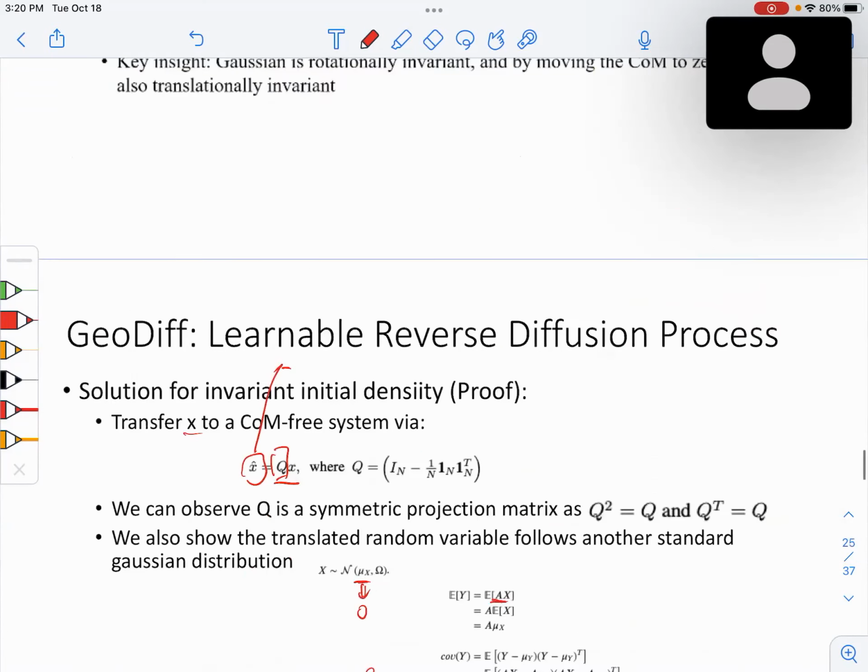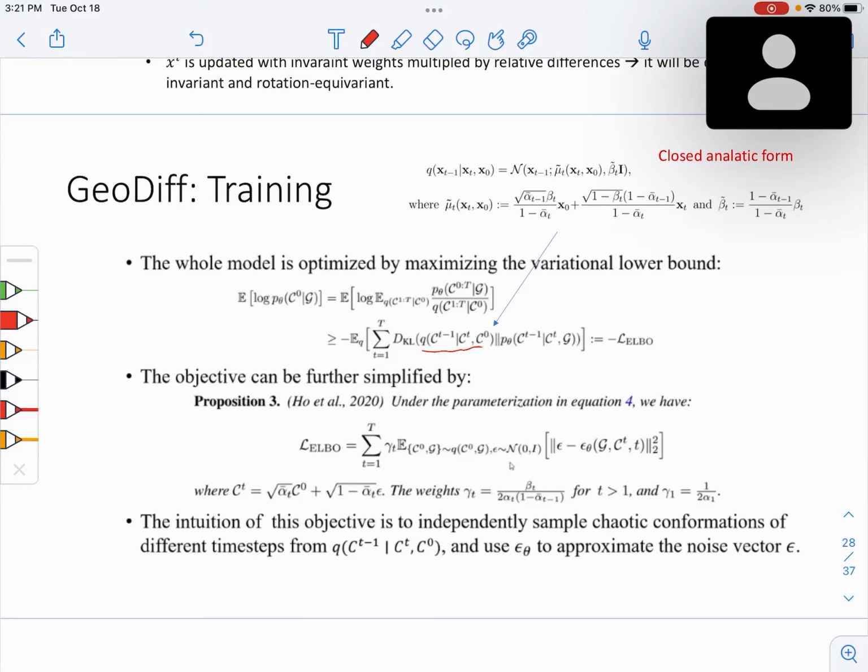And finally, towards the training, it still follows the standard diffusion model by optimizing the variational lower bound, where each of these q(C_{t-1} | C_t) is conditioned on C_t, because this is the fixed forward process, so it has an analytic form, which was also shown in Zhinal's lecture. So basically, it follows this closed analytic form. Essentially, each of these KL divergence terms is just the KL divergence measured between two Gaussians.